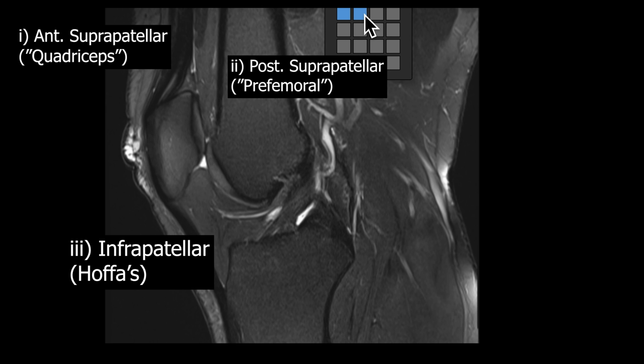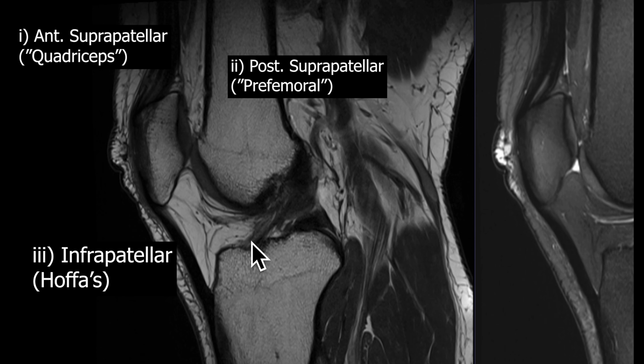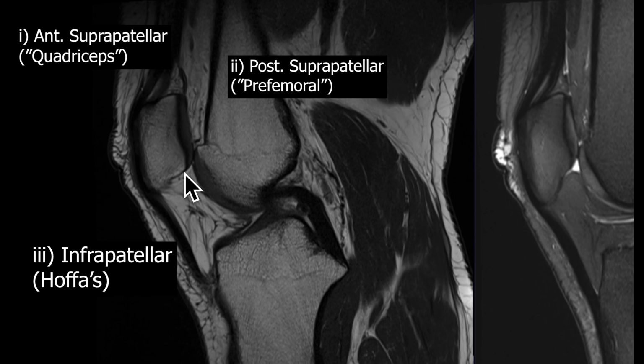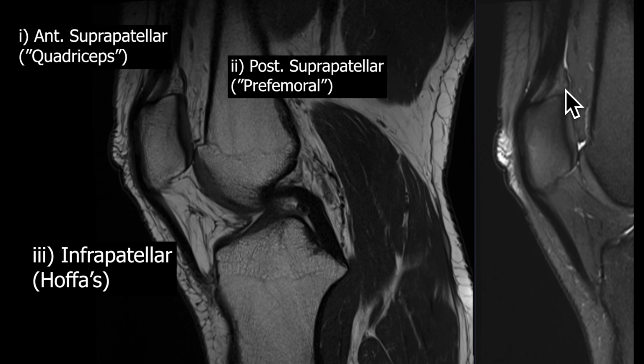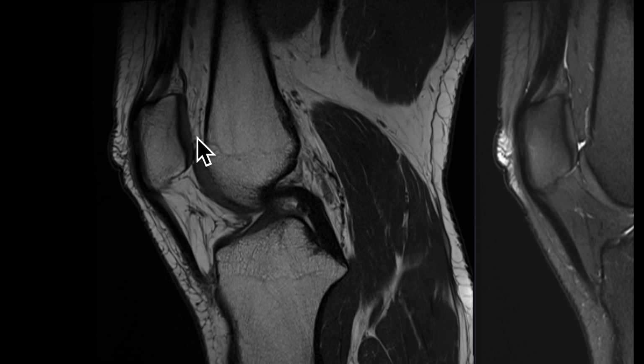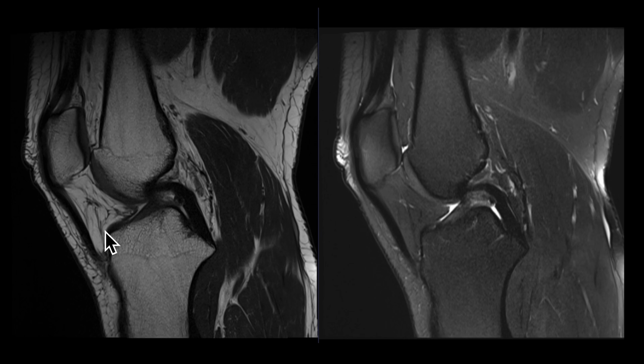So on the non-fat saturated images, you can see those structures again here. So this is going to be Hoffa's fat pad inferior to the patella. In some books, you may see it called the infrapatellar fat pad. This is the quadriceps or the suprapatellar fat pad, which is this same structure here. And then this is the prefemoral fat pad. When these are abnormal, you may see edema, expansion of the fat pads, or you may even see masses within these. So that's what we would be looking for if you're looking for pathology.